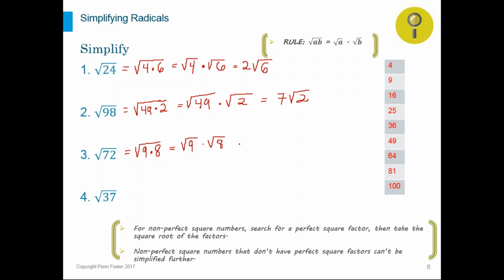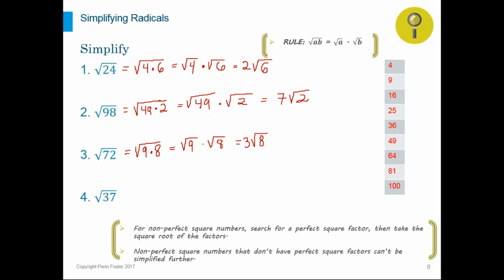The square root of 9 is 3. The square root of 8. Well, 8 has a factor that I know is a perfect square factor, 4. 4 times 2 will give me the 8. So I need to simplify further. This is not the simplest form.